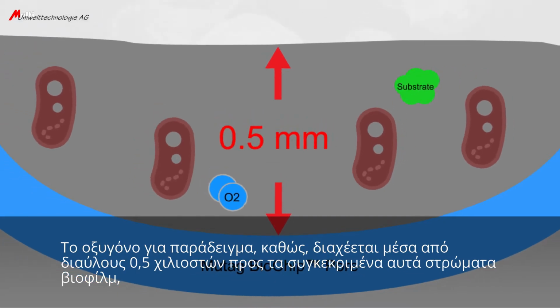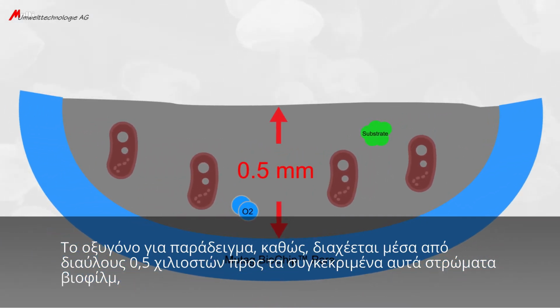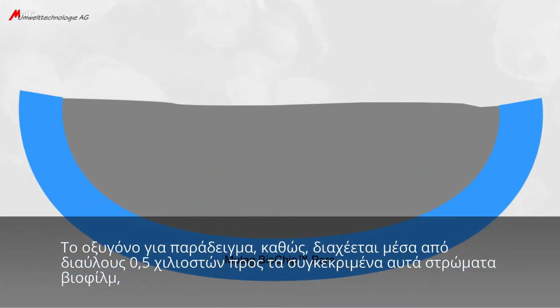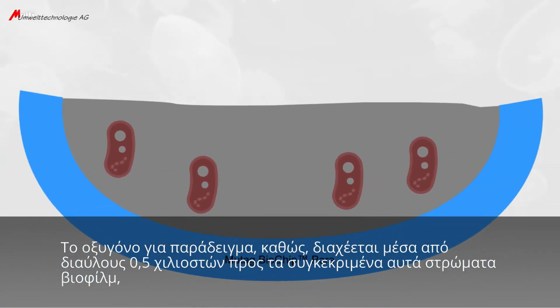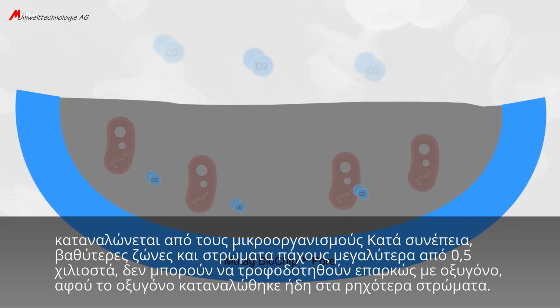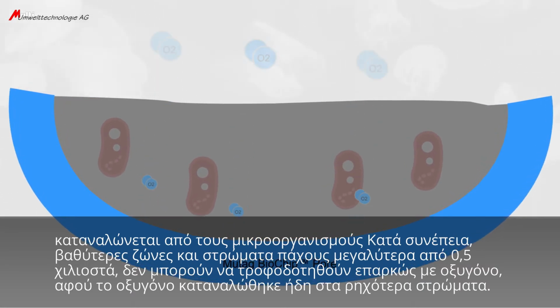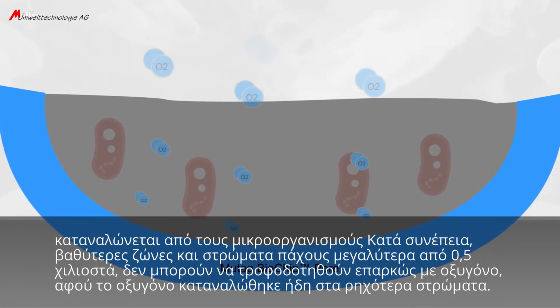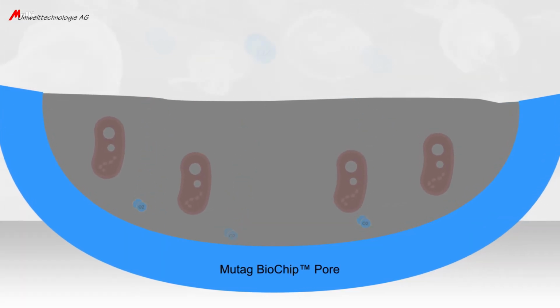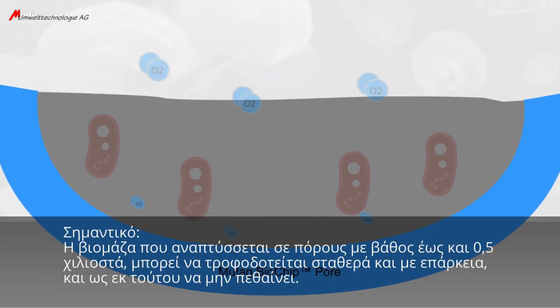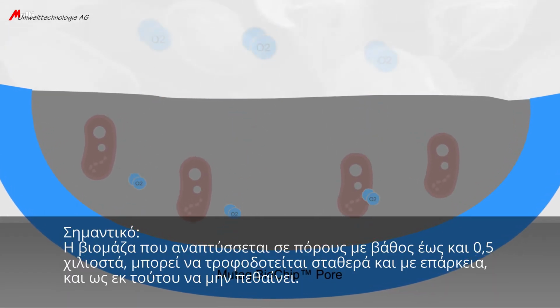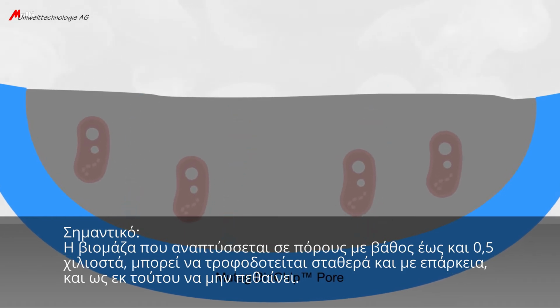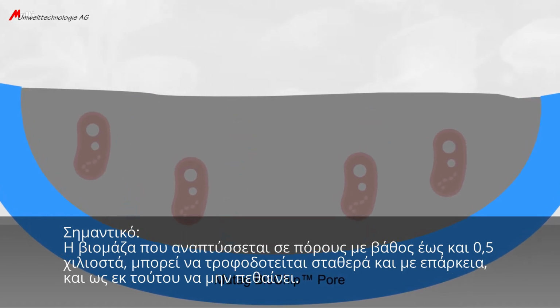While diffusing through the supply channel of 0.5 mm through the particular biofilm layers, for example, the oxygen is being consumed by the organisms. Consequently, deeper zones and layers below 0.5 mm cannot be supplied with oxygen, since the oxygen was already consumed by the layers situated further above. Important: biomass established in pores with a pore depth of approximately 0.5 mm can permanently be supplied in a sufficient manner and hence does not die off.